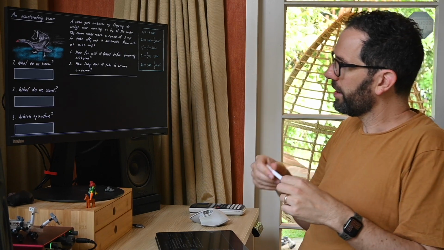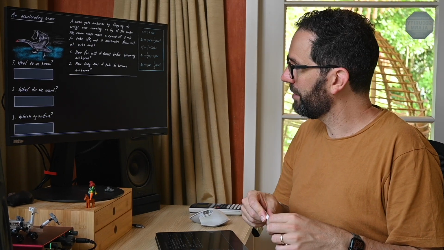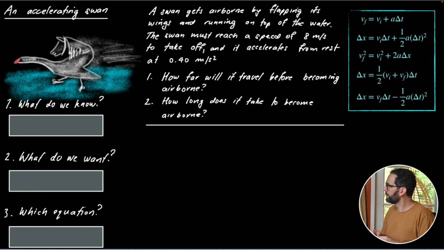So we're told that our swan must reach a speed of 8 meters per second to take off, and that it accelerates from rest at 0.40 meters per second squared. And we have two things to answer. One, how far will it travel before taking off? And two, how long does it take to become airborne?